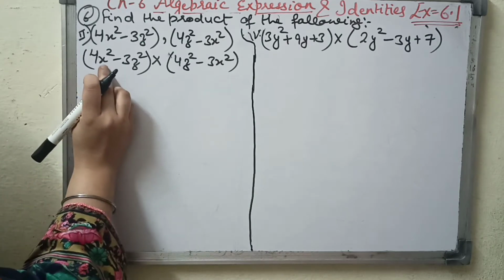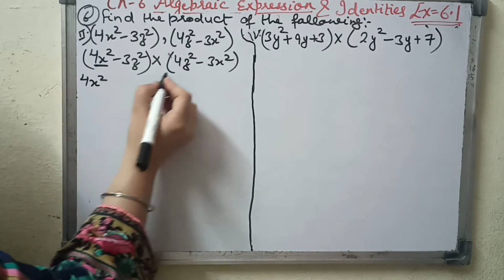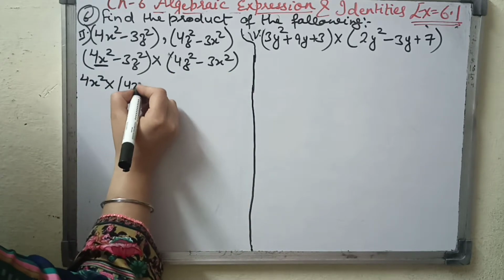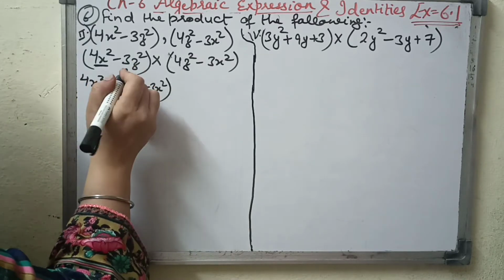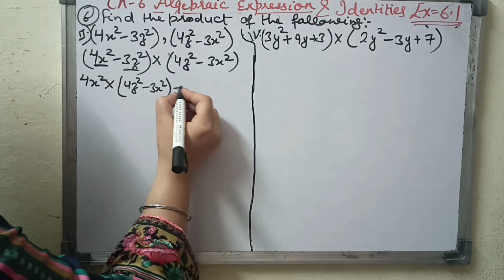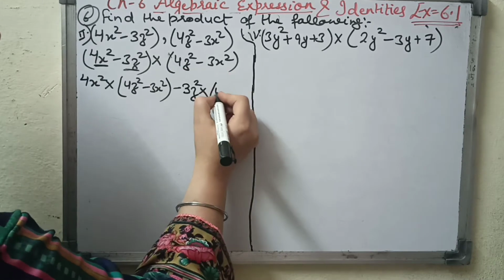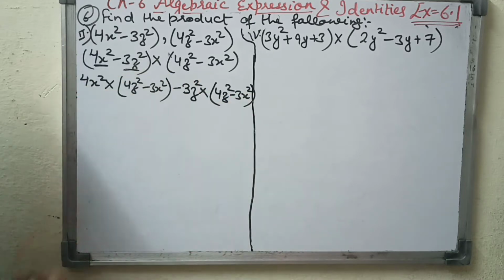Now you have to multiply the first term, that is 4x², with the whole bracket of the second term, that is 4z² − 3x². Now take the second term of the first bracket, that is −3z², and multiply with this whole bracket, that is 4z² − 3x².